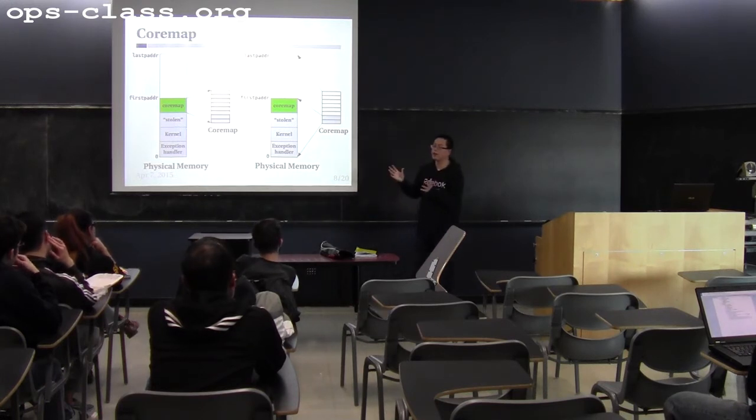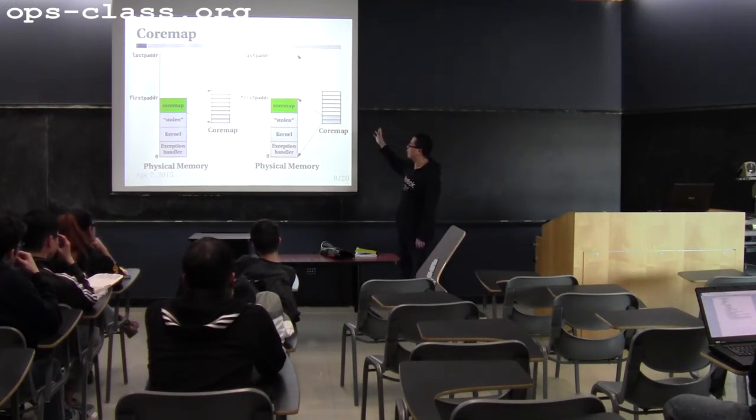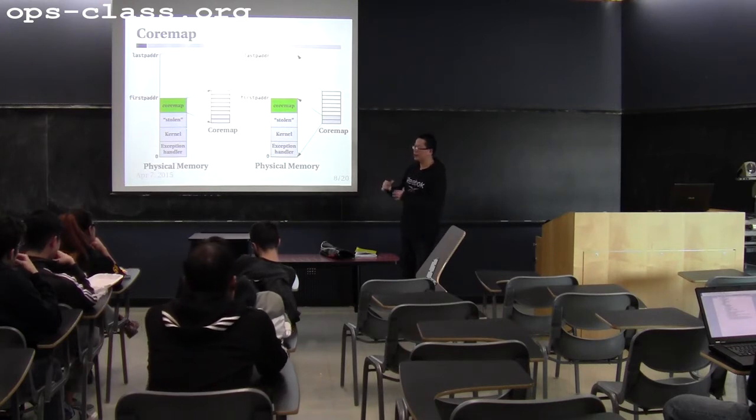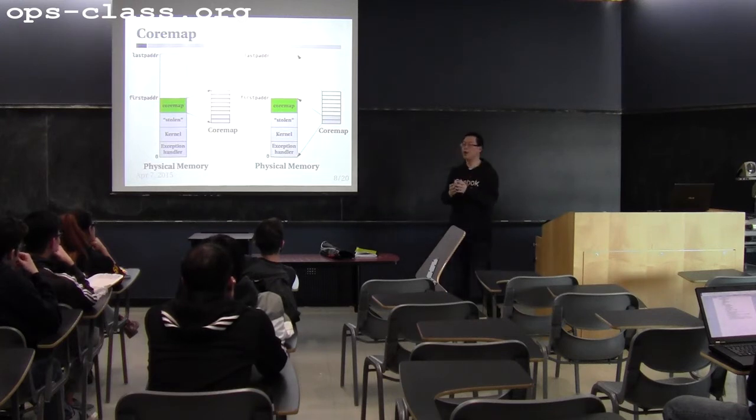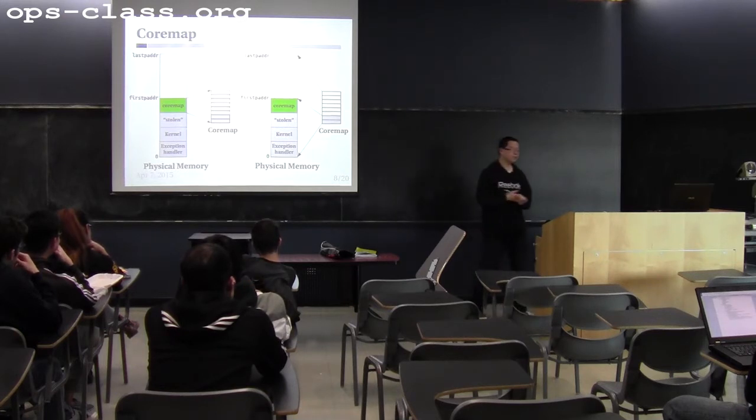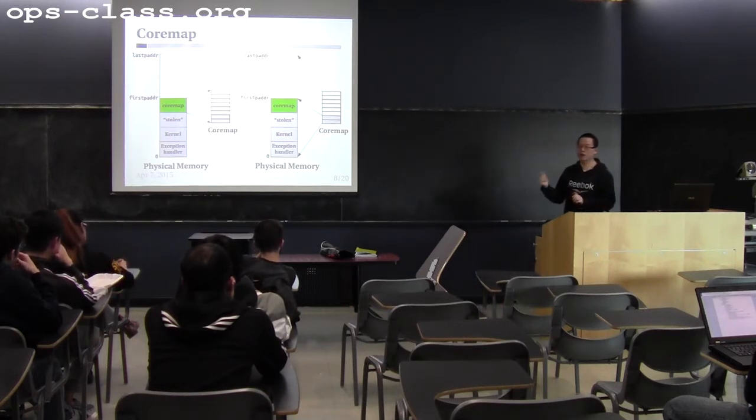But the general idea is that you should initialize the coremap this way so that after VM bootstrap, the coremap reflects the status of each physical page, whether it's occupied or available. Right? Any questions on the coremap initialization?